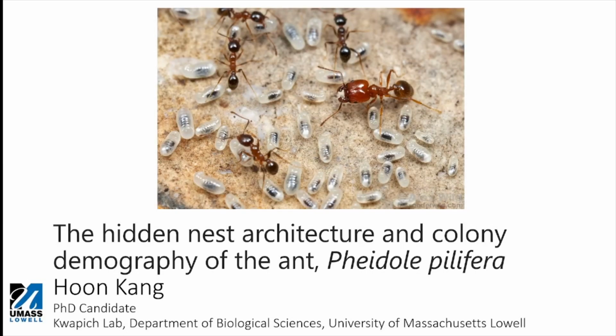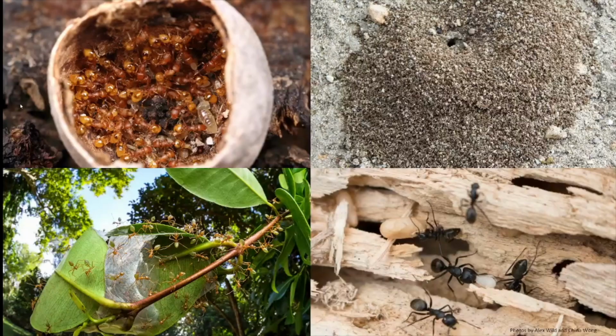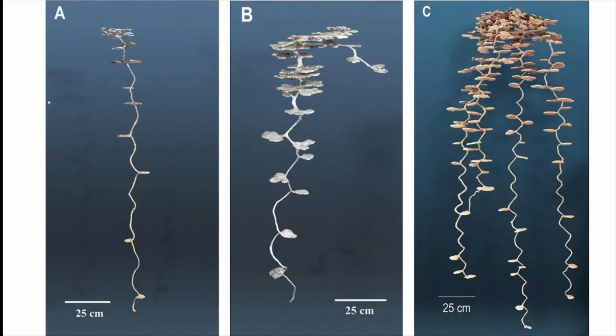Hi, my name is Hoon, and today I'll be talking about the hidden nest architecture and colony demography of the ant Pheidole pilifera. Ants typically live in large colonies and are most often found in nests. Nests can take many varied forms and can be built from many different substrates, but the most common nests are built underground via excavation. And while underground nests might not look so impressive from the surface, they can be quite complex and varied in structure.